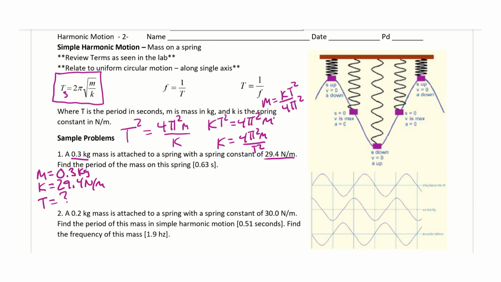And that should just be a matter of plugging that into your calculator. So you're going to plug in period is equal to 2 times pi times the square root of 0.3 over 29.4, and that's going to give you your period. And it should be 0.63 seconds. And it is. 0.63 seconds.